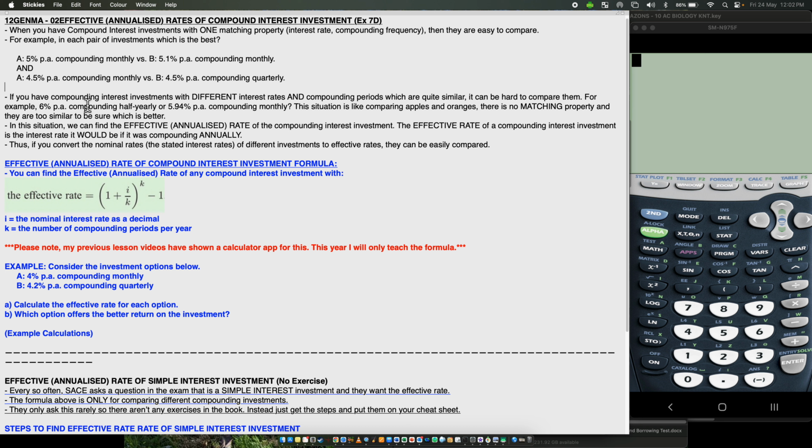But if you have compounding interest investments that have different interest rates and compounding periods which are quite similar, it can be hard to compare them. You don't know which one's better. For example, 6% compounding half yearly or 5.94% compounding monthly. We don't know which is better. 6 sounds better, but it's only compounding twice a year. 5.94% is lower, but it's compounding 12 times a year.